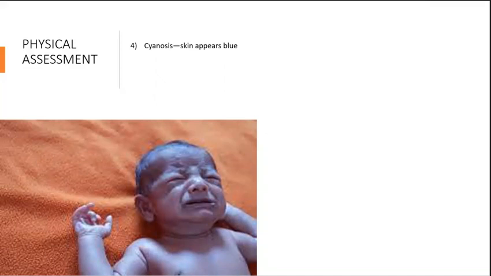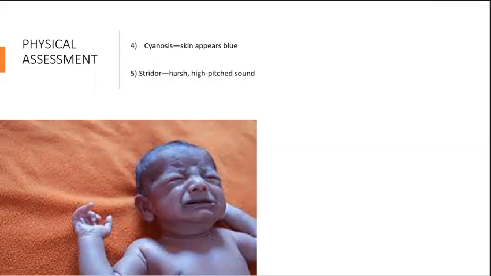But again, you want to make a distinct differentiation between cyanosis and acrocyanosis. If we see cyanosis on the hands and feet and around the lips in a newborn infant, it's a normal finding in babies. That would be acrocyanosis. But if we have central cyanosis, such as cyanosis on the lips, on the tongue, on the head, or torso, that needs to be reported to the healthcare provider.